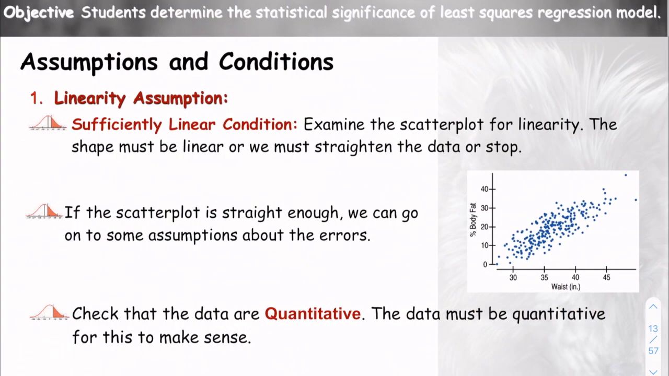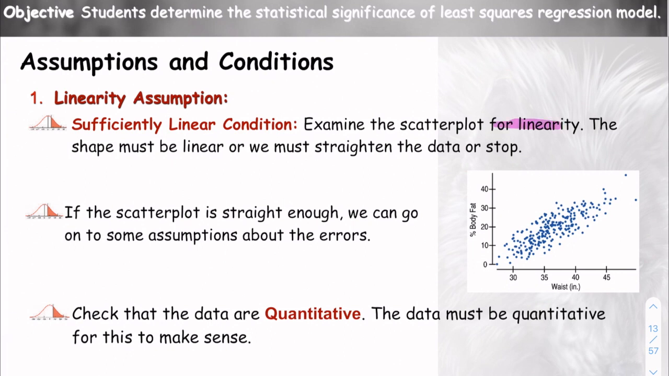When we check our assumptions and conditions, we can then use the technology, the computer, to calculate all of the values for us. So here we go. Our assumptions and conditions that we need to have met. Sufficiently linear, we start first. Examine the scatter plot for linearity.